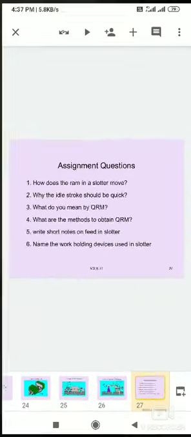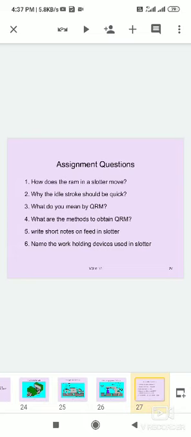Assignment questions: How does the ram of a slotter move? It is very important for the diploma examination, Telangana board examination, for every semester. And semester exams are also very important for short questions, and unit test exams also. Why should the idle stroke be quick? And what do you mean by quick? QRM means quick return mechanism.